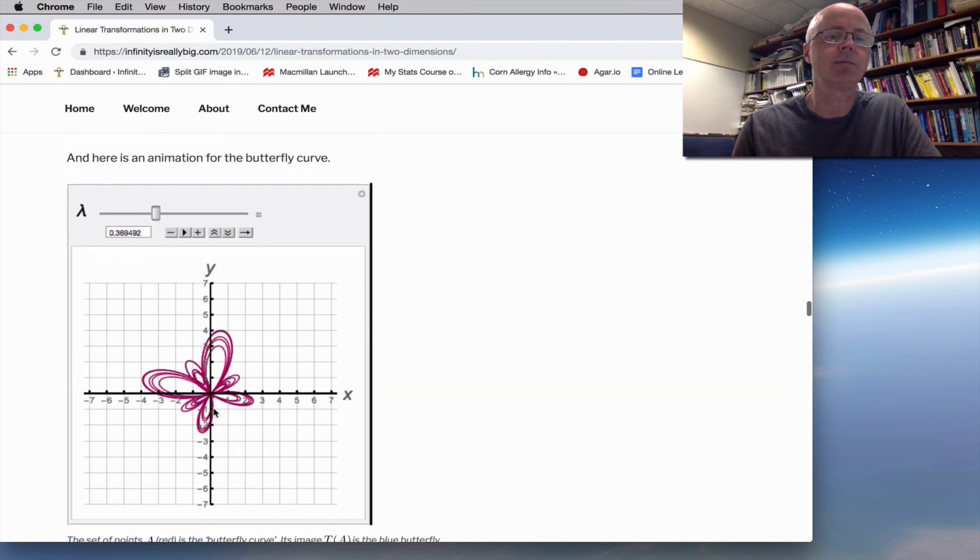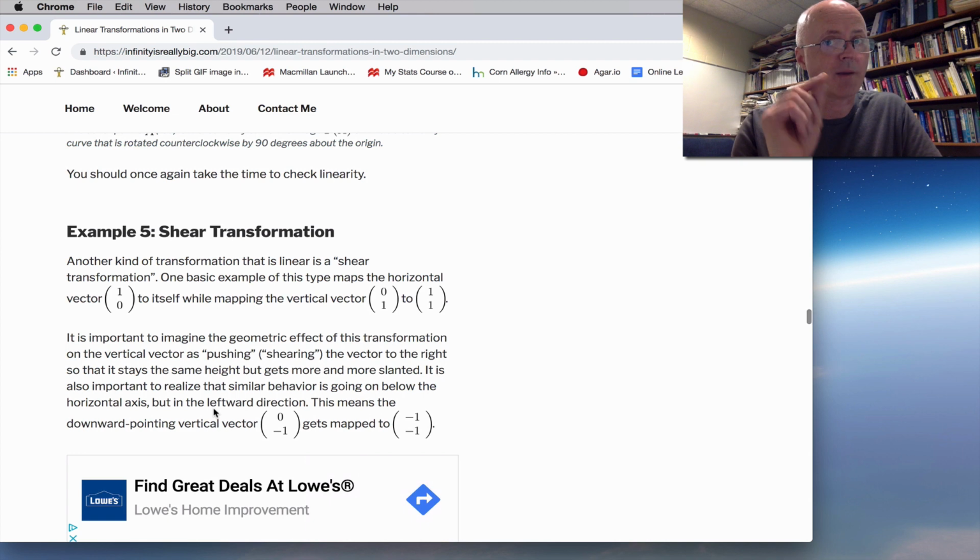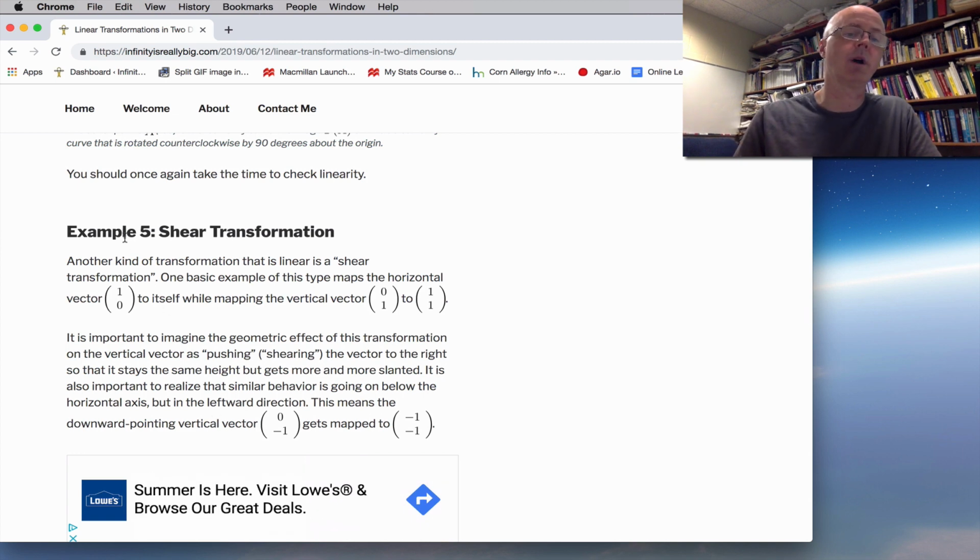Here's what's happening to the butterfly curve. It's also getting rotated by 90 degrees about the origin. These are linear transformations. I am going to show you some nonlinear ones, though, so be aware of that. Example 5 is called a shear transformation.